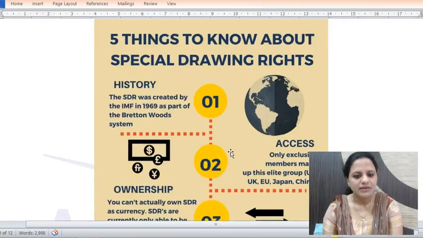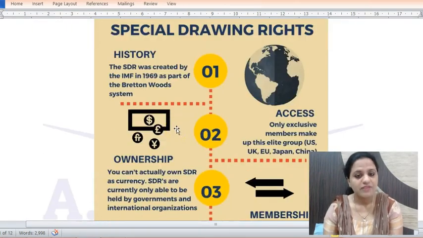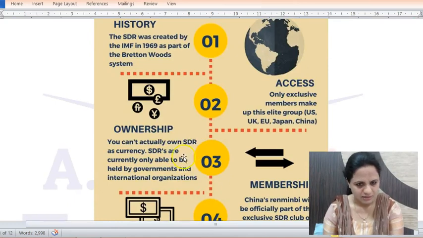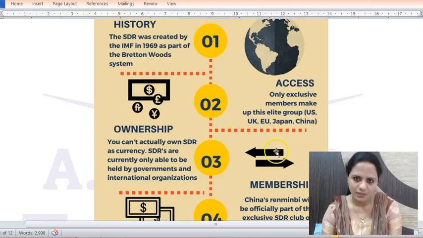So these special drawing rights are the creation of the IMF. The International Monetary Fund created them in 1969. So this is the SDR, which is decided based on hard currencies. The currency basket based on which the SDR value is decided is the US dollar, UK pound, euro of the EU, Japanese yen, and the Chinese yuan has also been added in 2016.